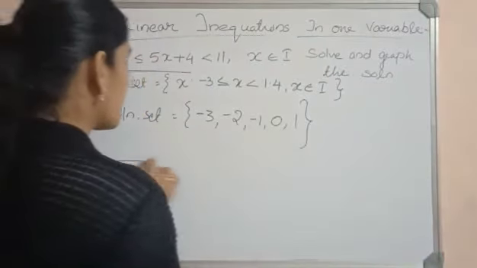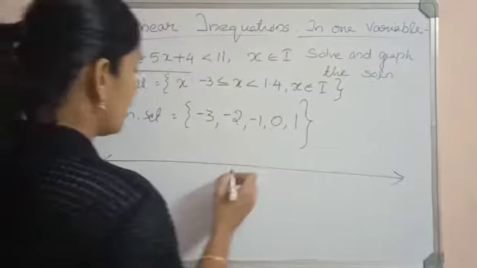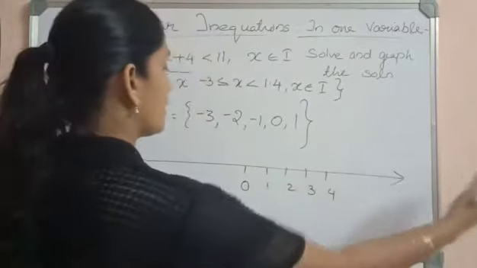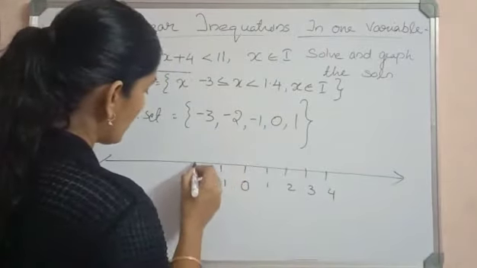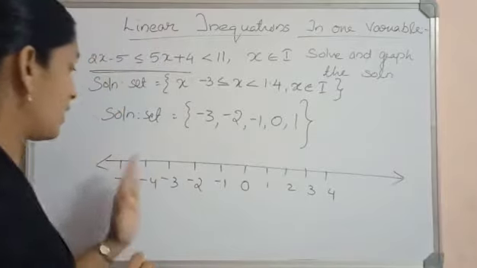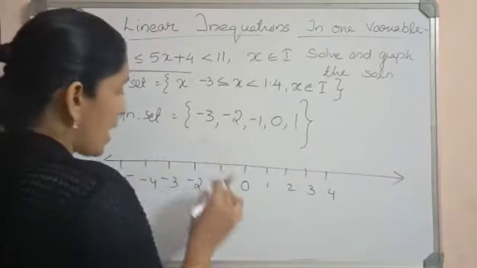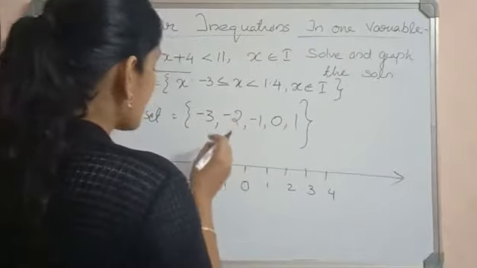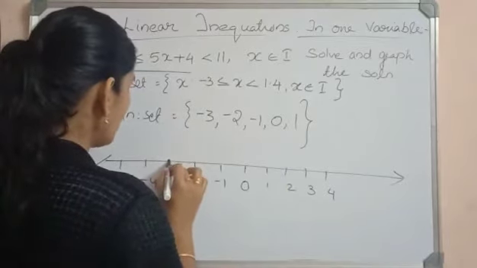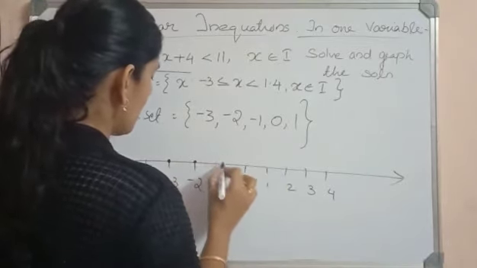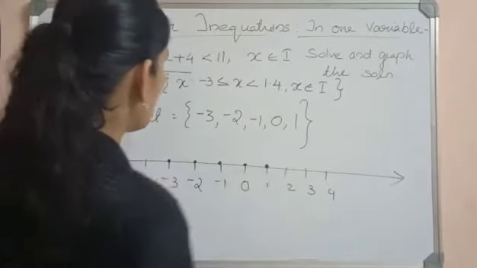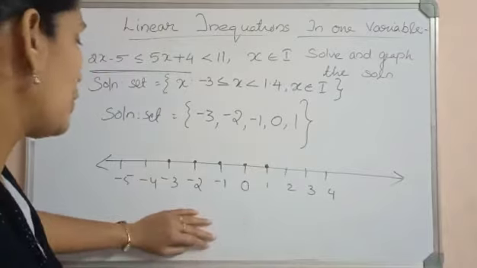Now let's represent this on the number line. We get at the center 0, 1, 2, 3, 4. It keeps going, and on the left side minus 1, minus 2, minus 3, minus 4, minus 5. It goes in this way. Now let's mark a dot just above the numbers where the solution set is: minus 3, minus 2, minus 1, 0 and 1. So this is how we can graph the solution on the number line.